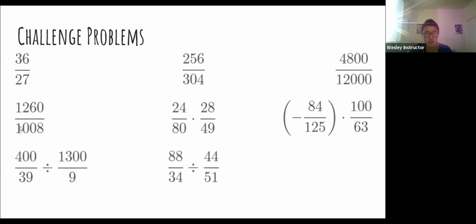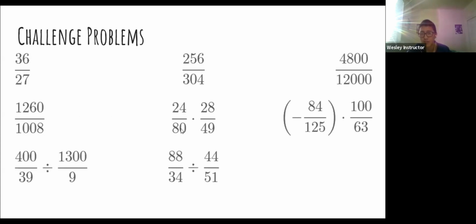1260 over 1008. You guys can take out a 9 and a 7, and then you guys can take out 2 from there, and then keep breaking it down, and you guys should get 5 over 4.